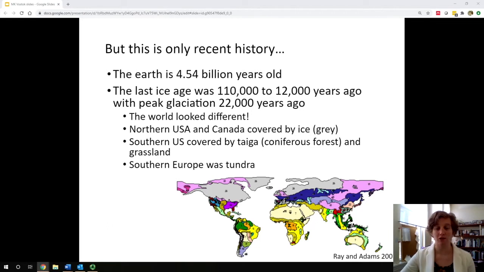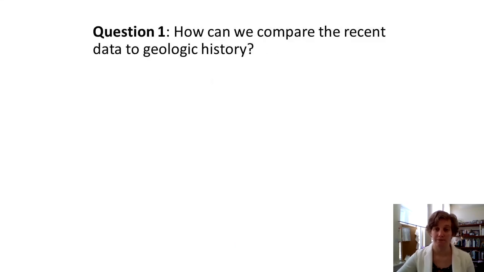At peak glaciation, about 22,000 years ago, the world looked different. The gray areas on this map, including the northern US and Canada, were covered by ice, while the southern US was covered by coniferous forest and grasslands.